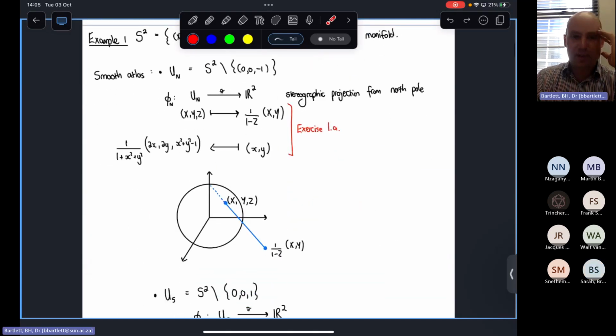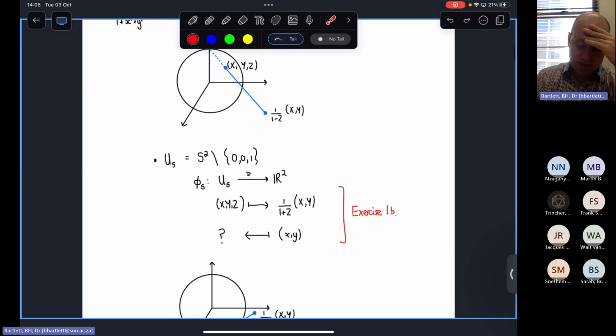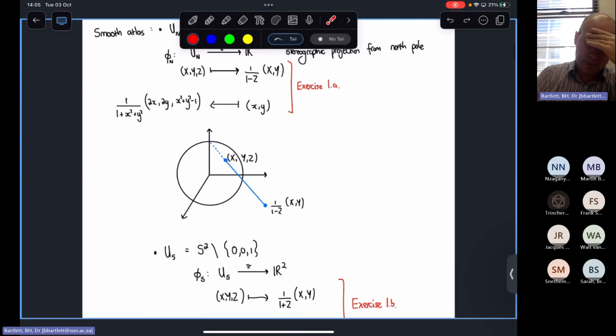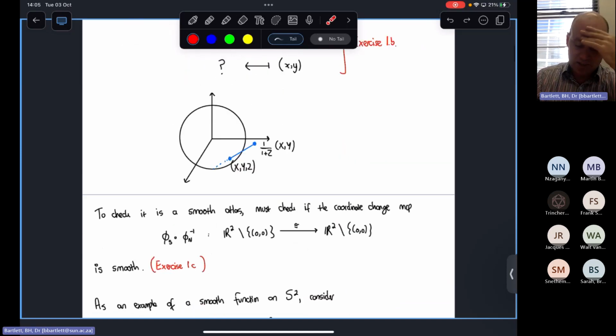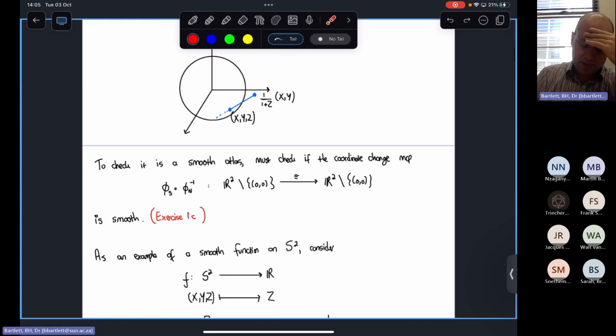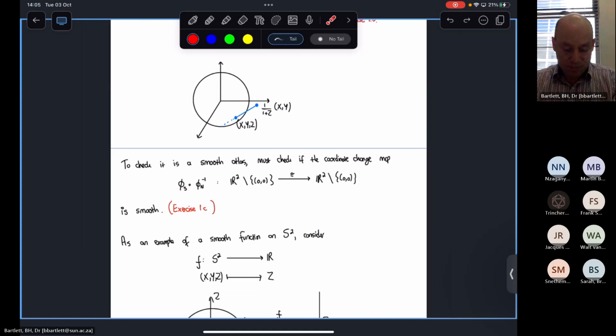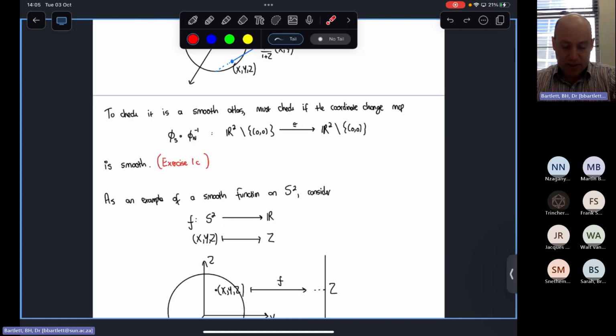Gave our first example being the two-sphere. We'll come across that again later today. We gave two charts for the two-sphere using stereographic projection, and we calculated the transition functions, and in principle, you're supposed to check that the transition functions were smooth. So, any questions about that? Yeah.